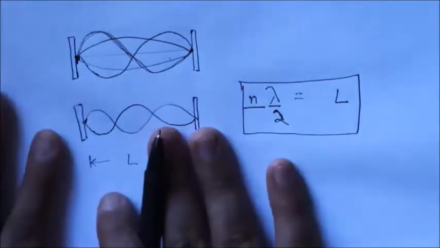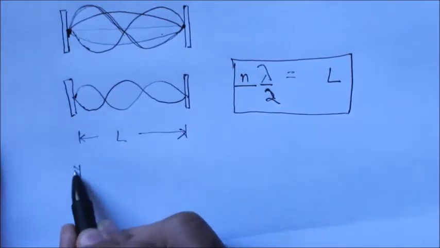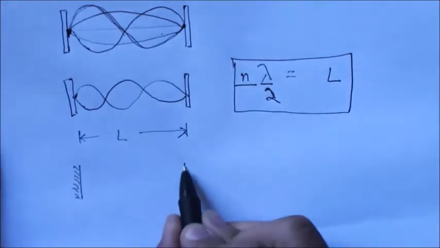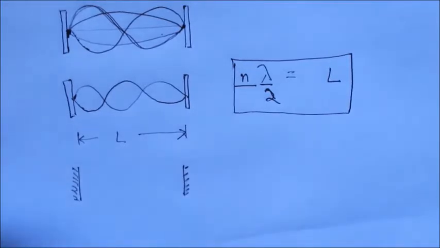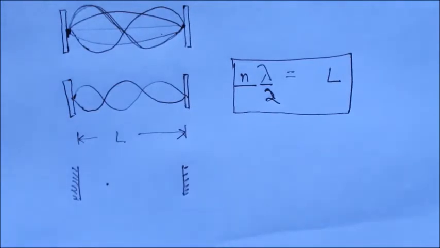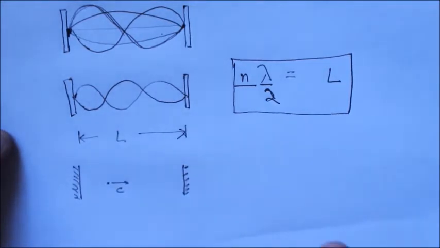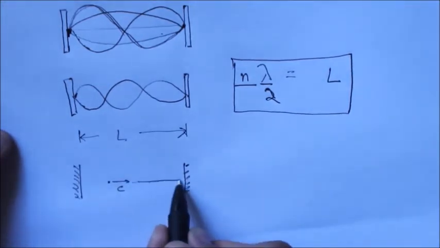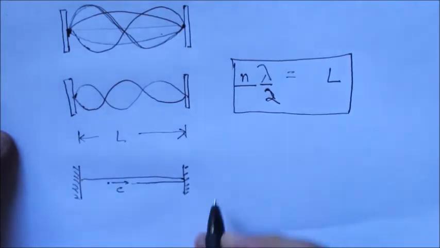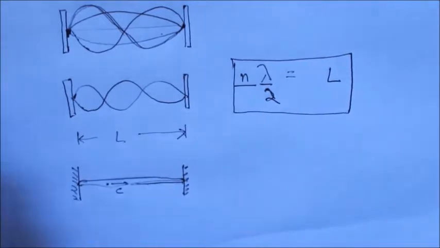Now this was the wave on a string. What will happen if I take a cavity where there are two mirrors on these two ends and I just leave some light, say photons or light particles, which also have wave nature, inside this cavity? This light will travel at the speed of light, which is c. It will go and bounce back from this mirror, come back to this mirror, bounce back, come back, all the time.